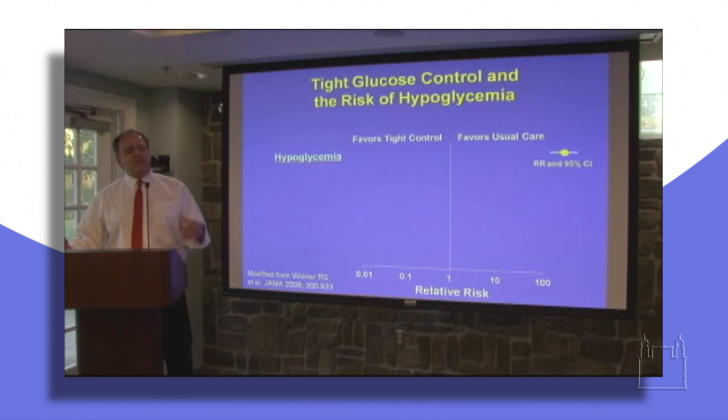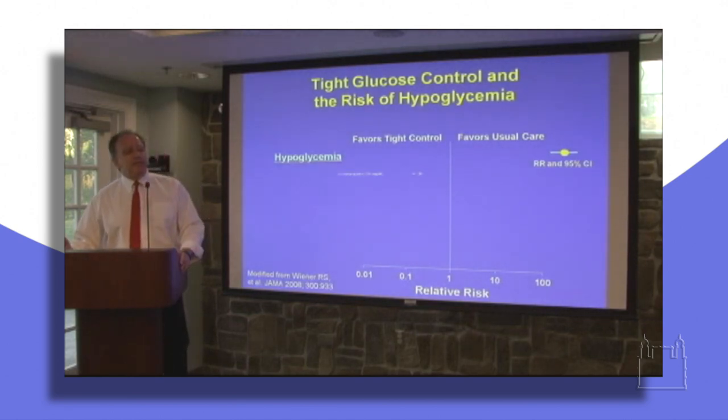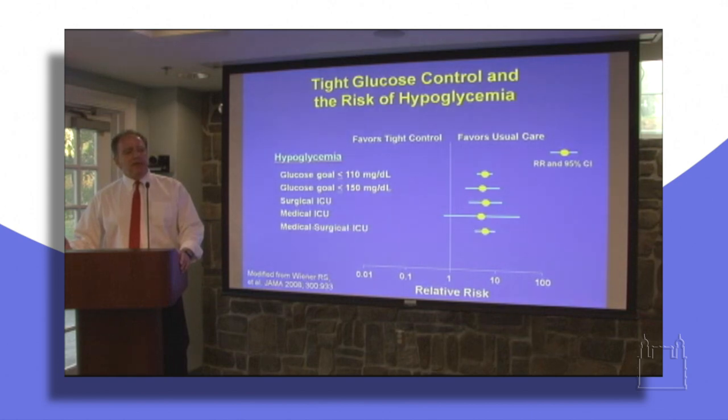But let's look at whether the data shows a reason there's no benefit or there's potentially harm. Let's look now at hypoglycemia. If you had sugars less than 110 as your goal, you had hypoglycemia. And if you aimed for sugars of less than 150, you had hypoglycemia, surgical, medical-surgical. And again, the I squared is zero, and you very much believe this result.